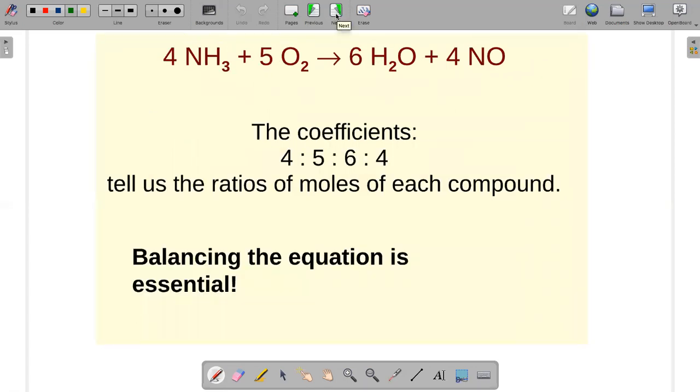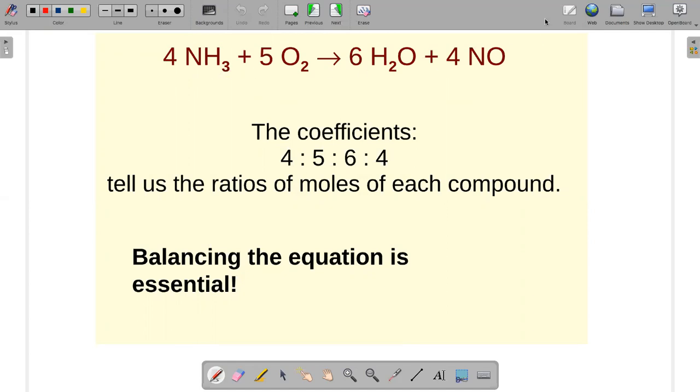So here's the deal. In total, a balanced chemical equation gives you ratios. It's a ratio of the individual chemicals. So the ratio of ammonia to oxygen to water to nitrogen monoxide is 4 to 5 to 6 to 4. And as a result of that, you can write conversion factors that relate those quantities. So, for instance, in every conversion factor, the numerator and denominator are equal.